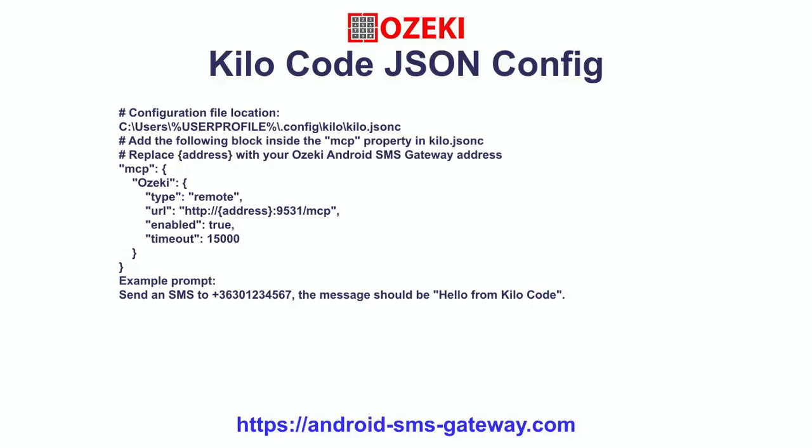You can now send texts simply by using a prompt, for example. You can ask it to send an SMS to a phone number with the message "Hello from Kilo Code." And just like that, your AI assistant is ready to send SMS messages.